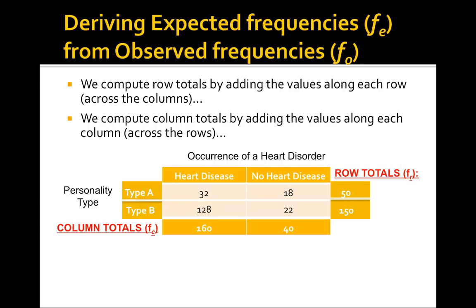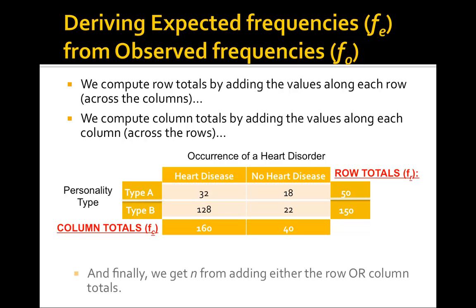And then we compute the column totals by adding the values along each column across the rows. There are our column totals, the same values we had before. Now we get n from adding either the row or column totals. So we have a total of 200 people in this study.